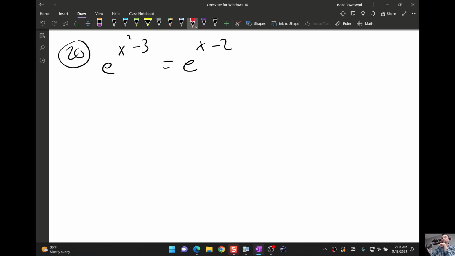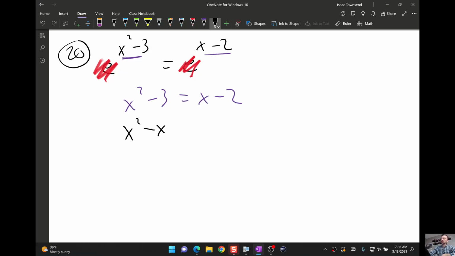Alright, with question 20, what I noticed about this one is that this side has a base e and this side has a base e, so this stuff's already equal. I just need to make sure that the exponents are also equal. E to some number, as long as it's e to the same number, then those would be equal. So you need to make sure that the exponents are equal to each other. Because this is a quadratic, you must put everything on one side equal to 0.